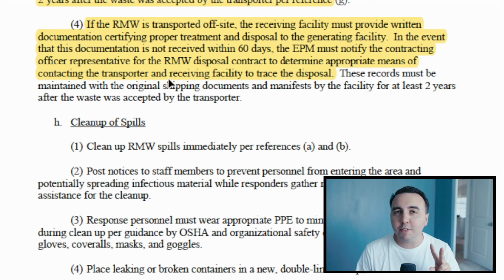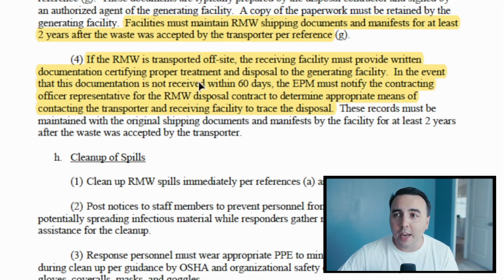So 2 years for that, 60 days if they're not given that sheet of receipt, and then annually for the training, and 3 years that they can hold on to it afterwards. That wraps up this instruction.